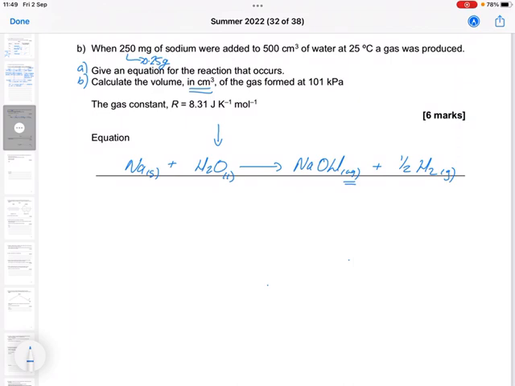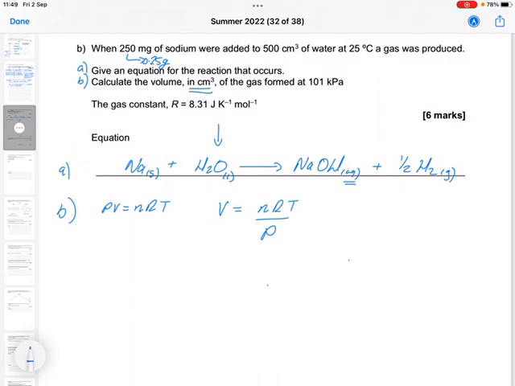Let's do part B. Calculate the volume of the gas. So this is a PV equals nRT calculation. PV equals nRT. First thing I'm going to do is rearrange it. So V equals nRT over P. Okay, so there's usually 1 mark for rearranging it. Next thing I'm going to do is put my values in.